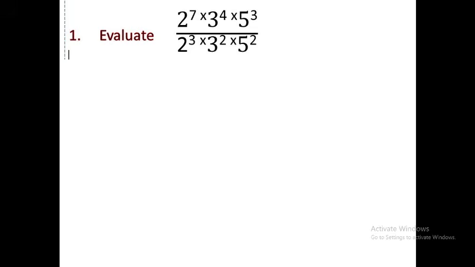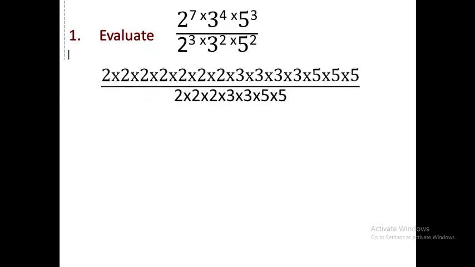When we come down there, that is the denominator, we are going to write the same thing. And so 2 exponent 3 means we should write 2, repeat it 3 times. 3 exponent 2, repeat 3 2 times. And then 5 exponent 2 means 5 times 5. I believe that is clear. So let's have that on our screen. That is what we have on our screen.